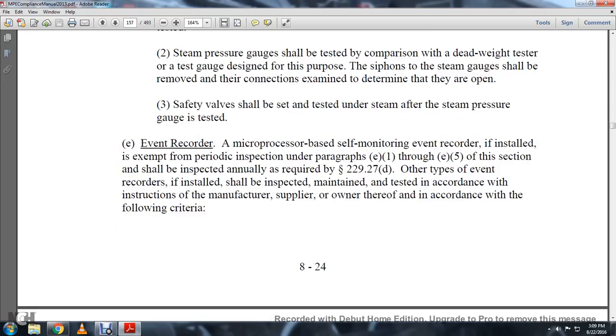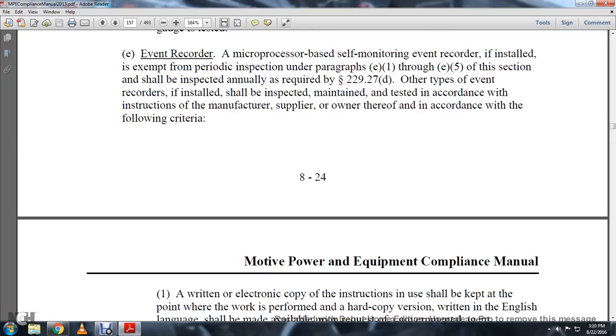E. Event recorder. The microprocessor-based, self-monitoring event recorder, if installed, except for the periodic inspections under paragraphs E1 through E5, shall be inspected annually as required in Section 229.27(d). Other types of event recorders, if installed, shall be inspected, maintained, and tested in accordance with the instructions of the manufacturer, supplier, or owner thereof, or in accordance with the following criteria.